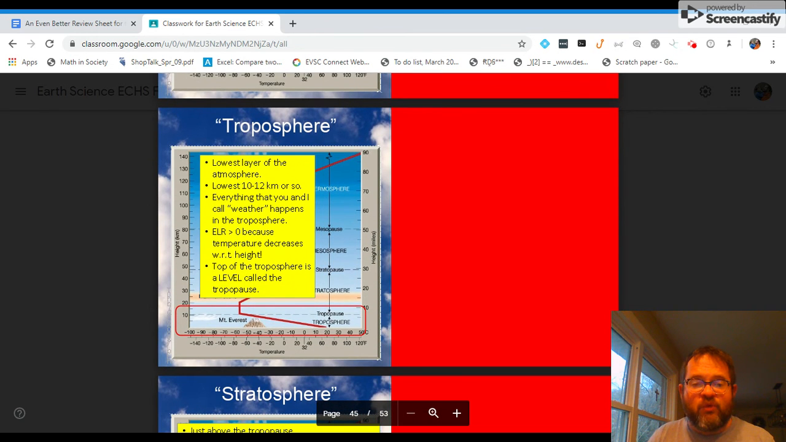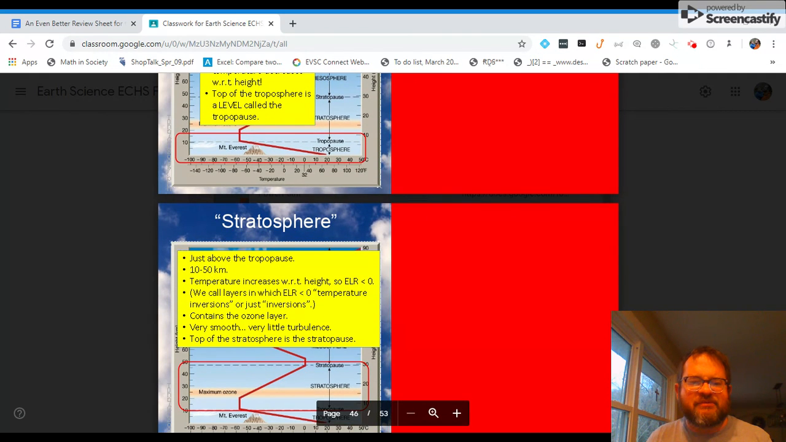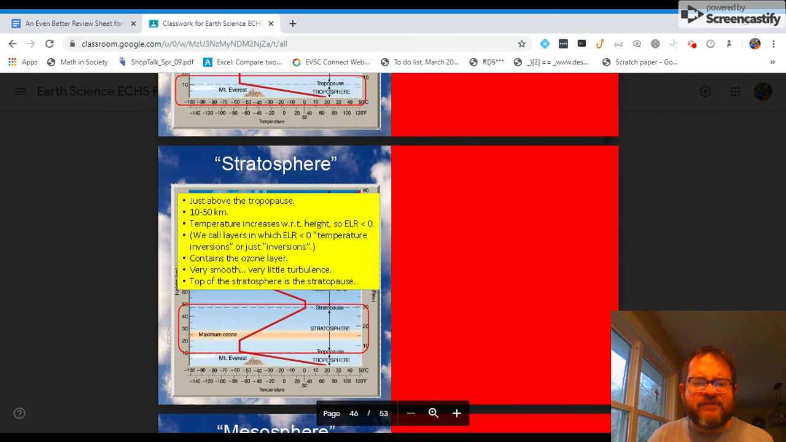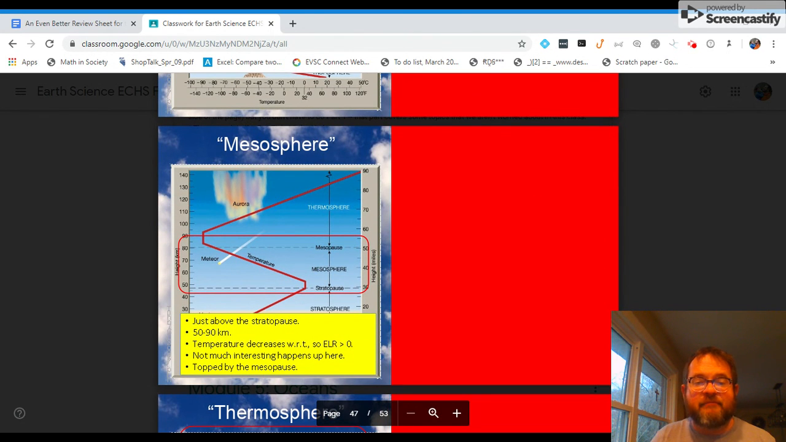The lowest one, where temperatures generally decrease with height, was called the troposphere. It goes up to about 10 kilometers or something like that. That kind of number isn't on there. Above the troposphere, temperatures increase with respect to height. That includes where the ozone layer is, inside the stratosphere. Then above the stratosphere, we had the mesosphere. We're getting pretty high up in the atmosphere now, far higher than jets and things like that. We're talking like 90 kilometers up or something like that.